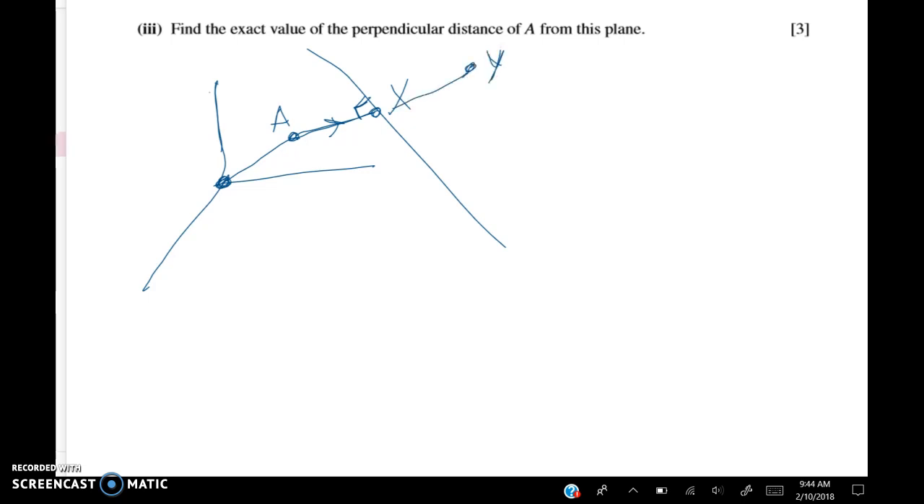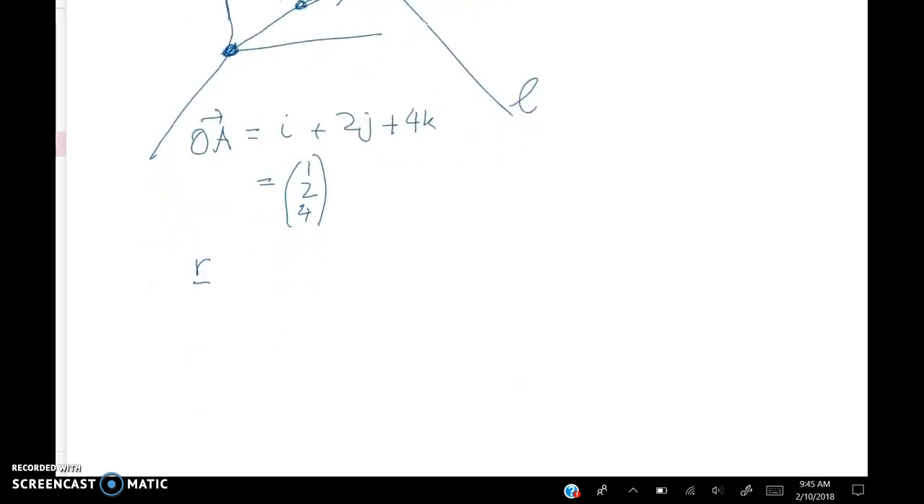So what do we know if we've got perpendicular vectors? Well, we know that their dot product is equal to 0. So first thing to do is to rewrite everything in our usual form. So OA is i plus 2j plus 4k, so we'll write that as (1, 2, 4). And the vector equation of the line is (9, -1, 8) plus mu times (3, -1, 2).